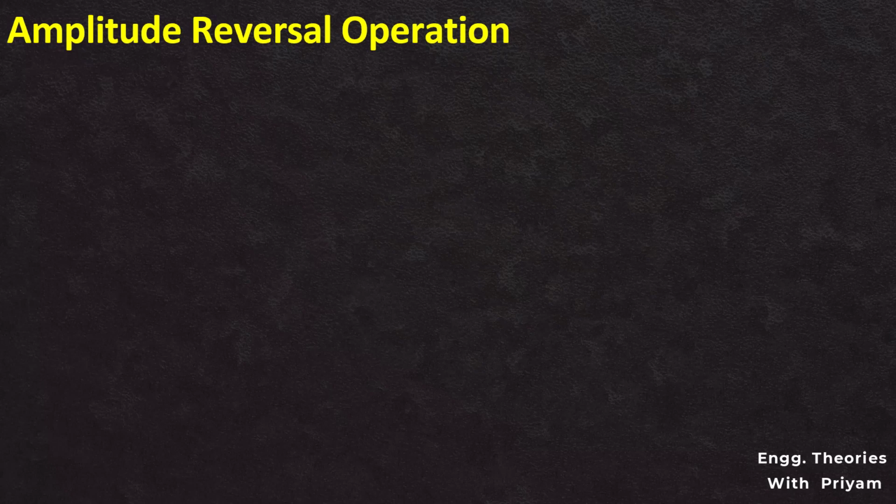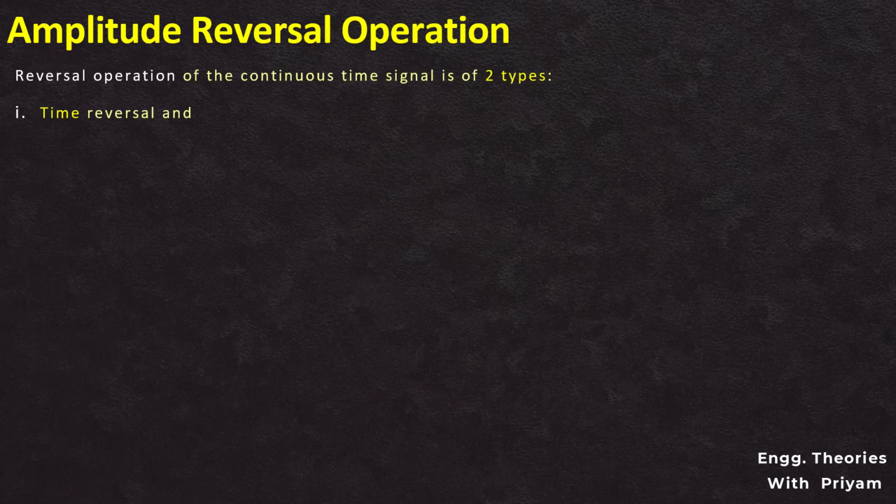Reversal operation of the continuous time signal is of two types, time reversal and amplitude reversal. In the previous lecture, we saw the time reversal operation of the continuous time signal. So in this lecture, we will see the amplitude reversal operation of the continuous time signal.